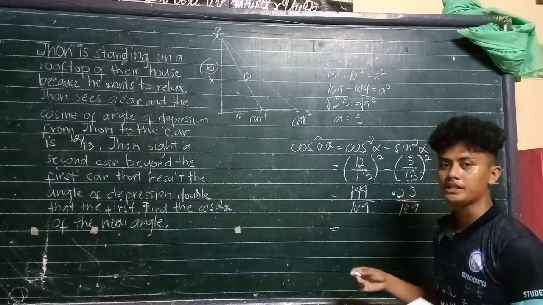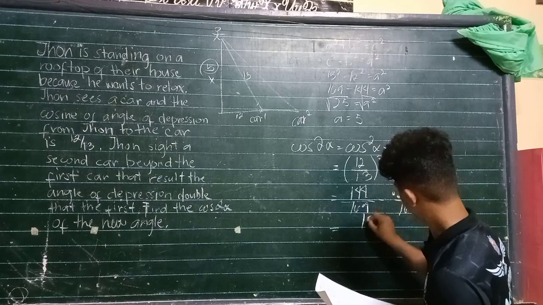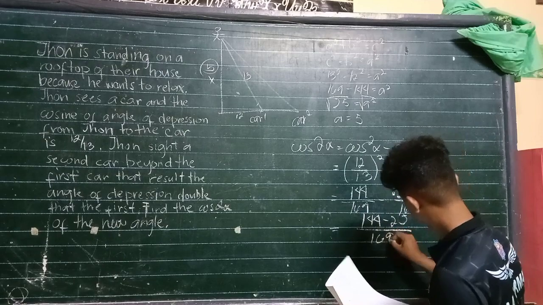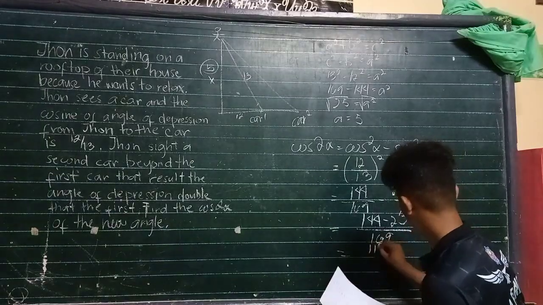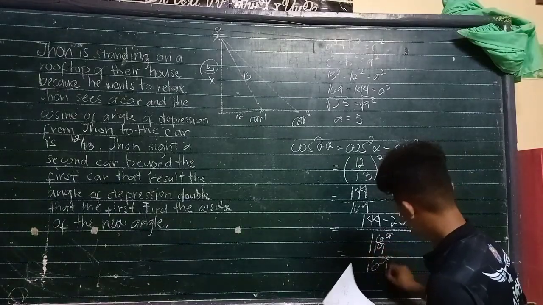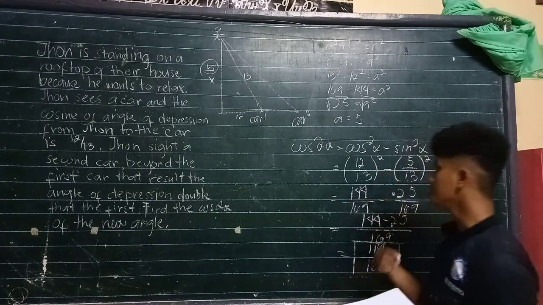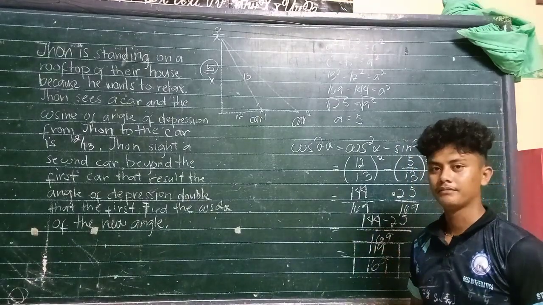Since our denominator is the same, we can combine them now. 144 minus 25 is 119, so now the cos 2 alpha is 119 over 169. In conclusion, in this topic, we can use these formulas in real-world contexts.